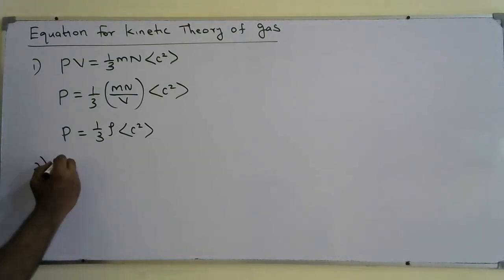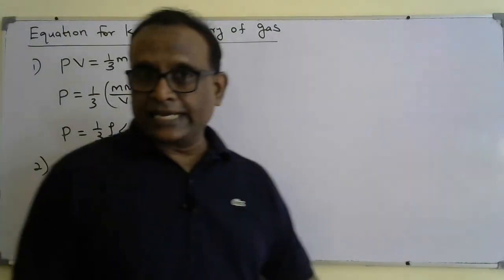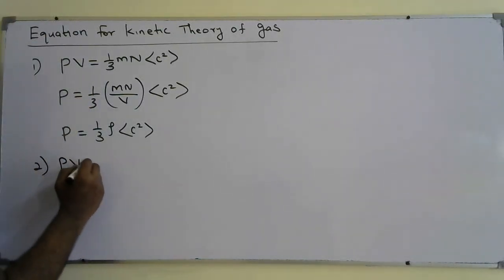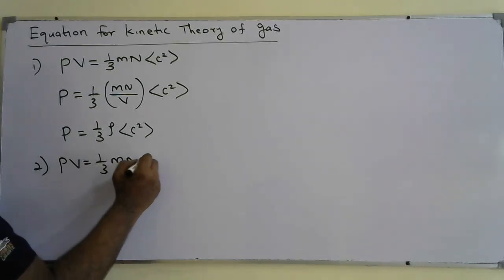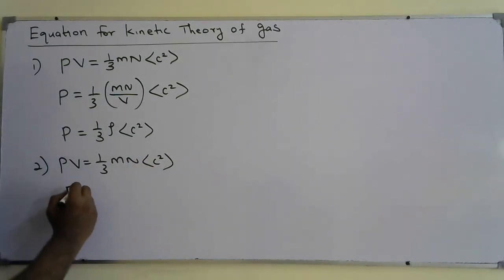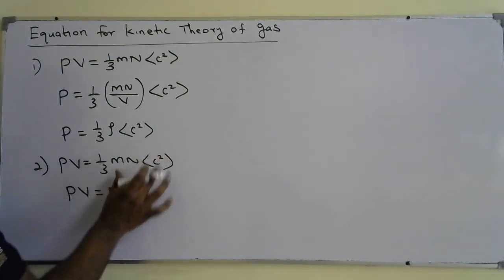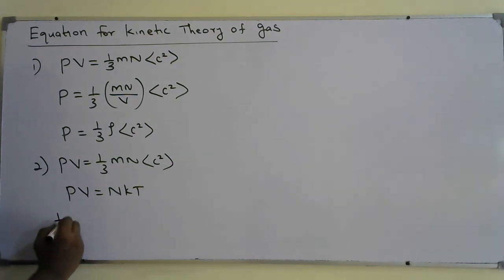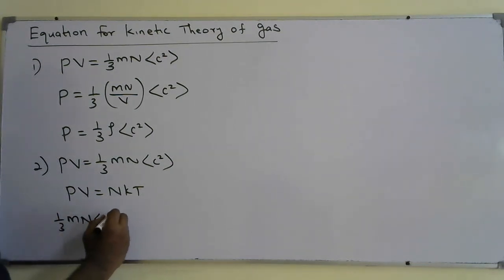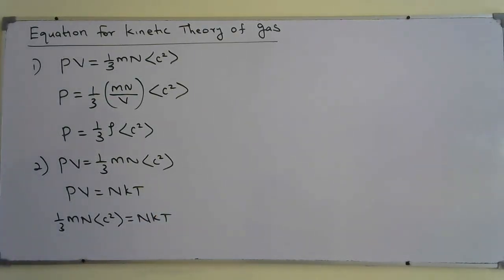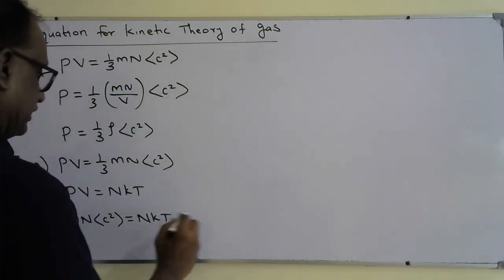Secondly, you must know that we can get the equation for the average kinetic energy of a molecule by combining this equation PV equals 1/3 mN c squared, and PV equals NkT. If I combine these two, the left side is PV, so the right side should be the same. Therefore 1/3 mN c squared equals NkT. Okay, so N will get cancelled.